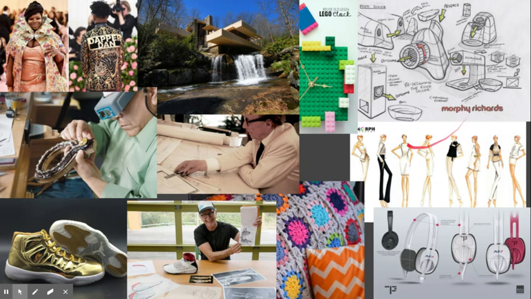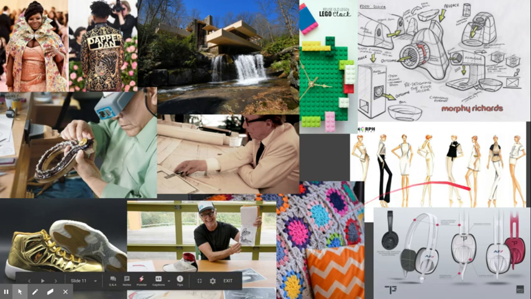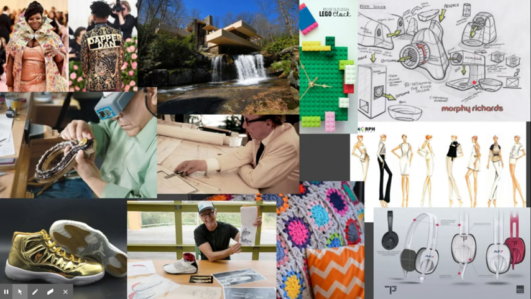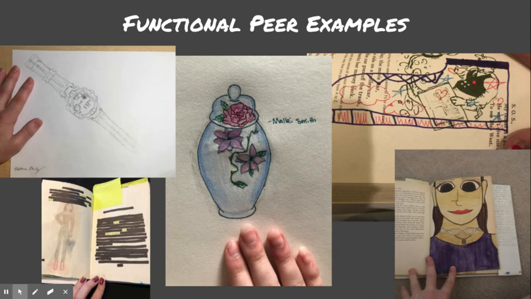Some other examples of functional design, anybody that does anything with Legos, people that crochet, people that do product design, fashion design. And by product design, I mean these two things pictured here is the actual creation of a new idea, a new product that's meant to be used. So here are some examples of some peers that have done some functional peer design.